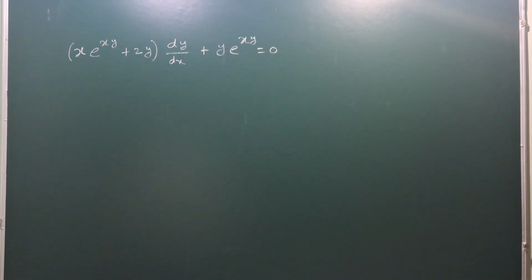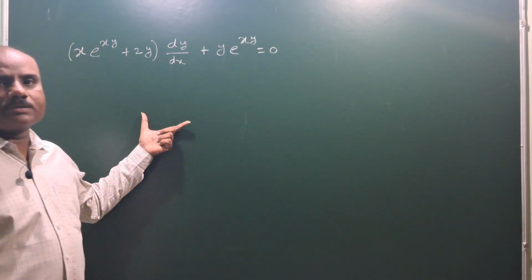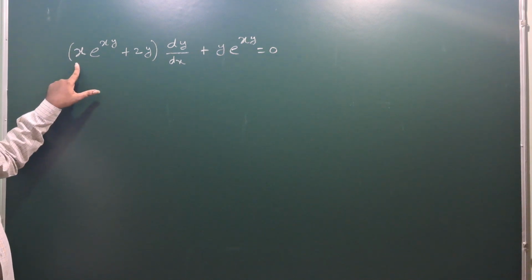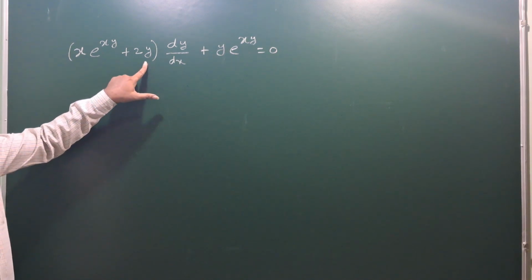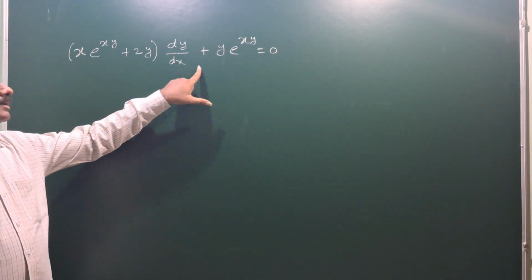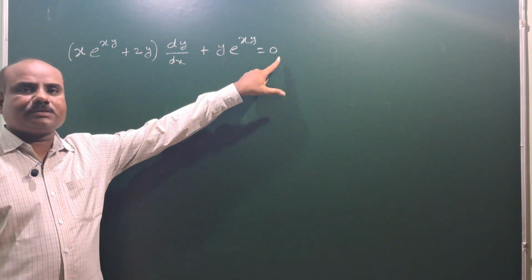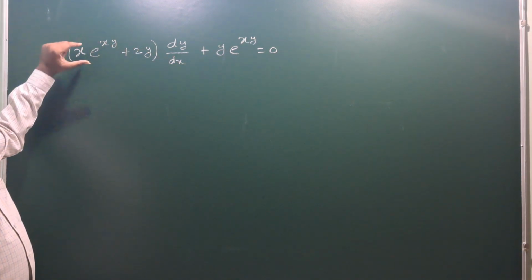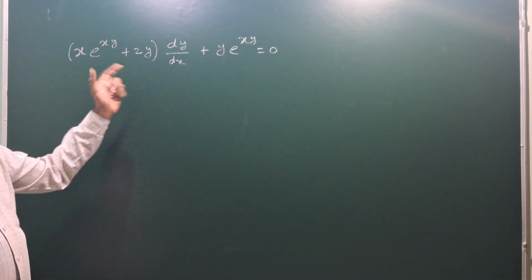Okay, next problem from exact differential equation. The problem is like this: (x e^(xy) + 2y) dy/dx + y e^(xy) = 0. It is not in the form M dx + N dy, so we have to convert.